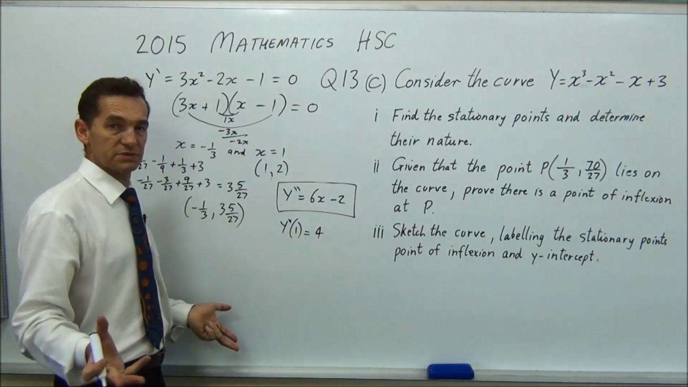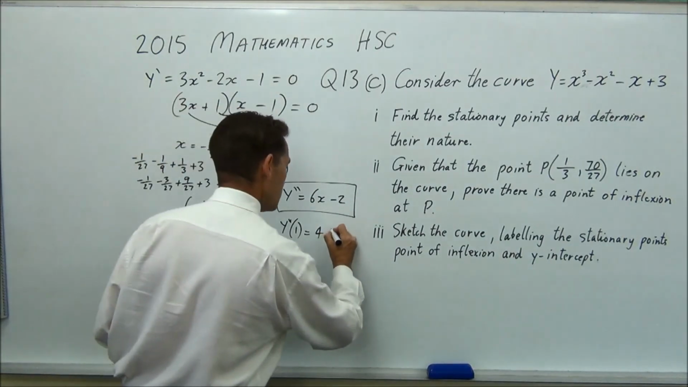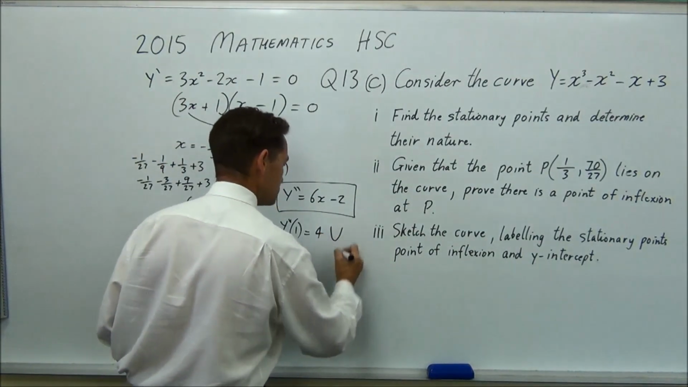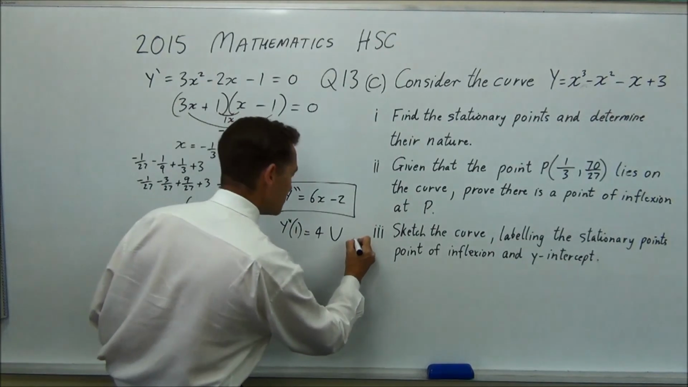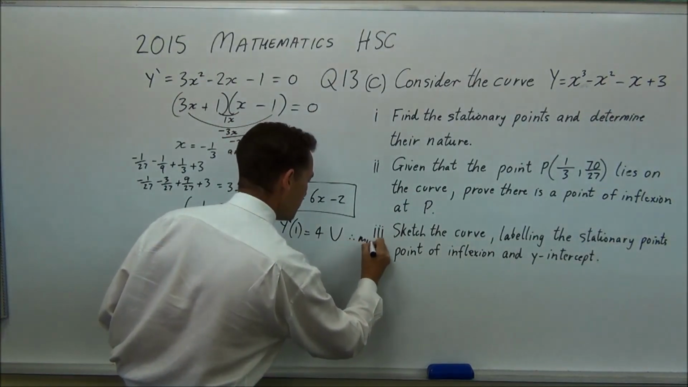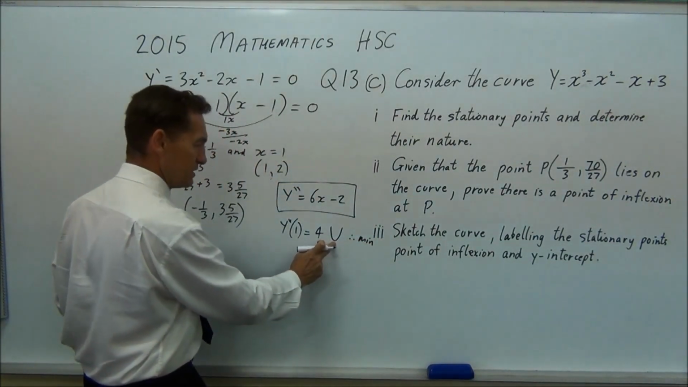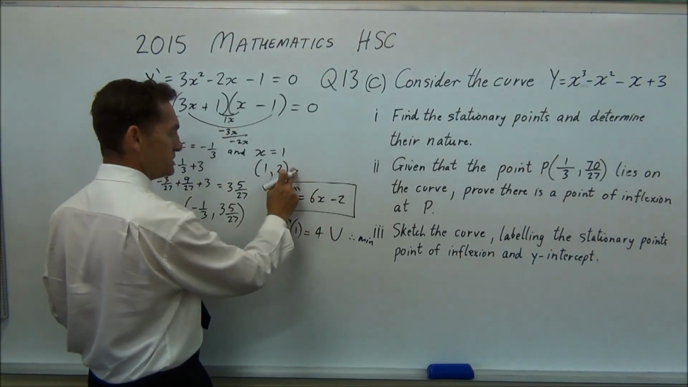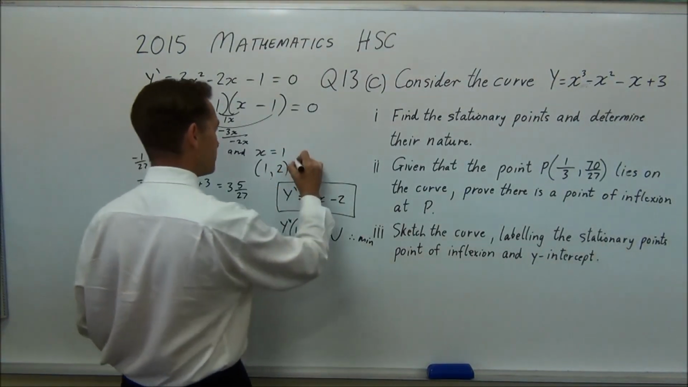So that number is positive. What I term that is, that's a happy face, because it's positive, therefore it's a minimum. It's a minimum because you're going to get a point down the bottom. So the nature of that point is a minimum.